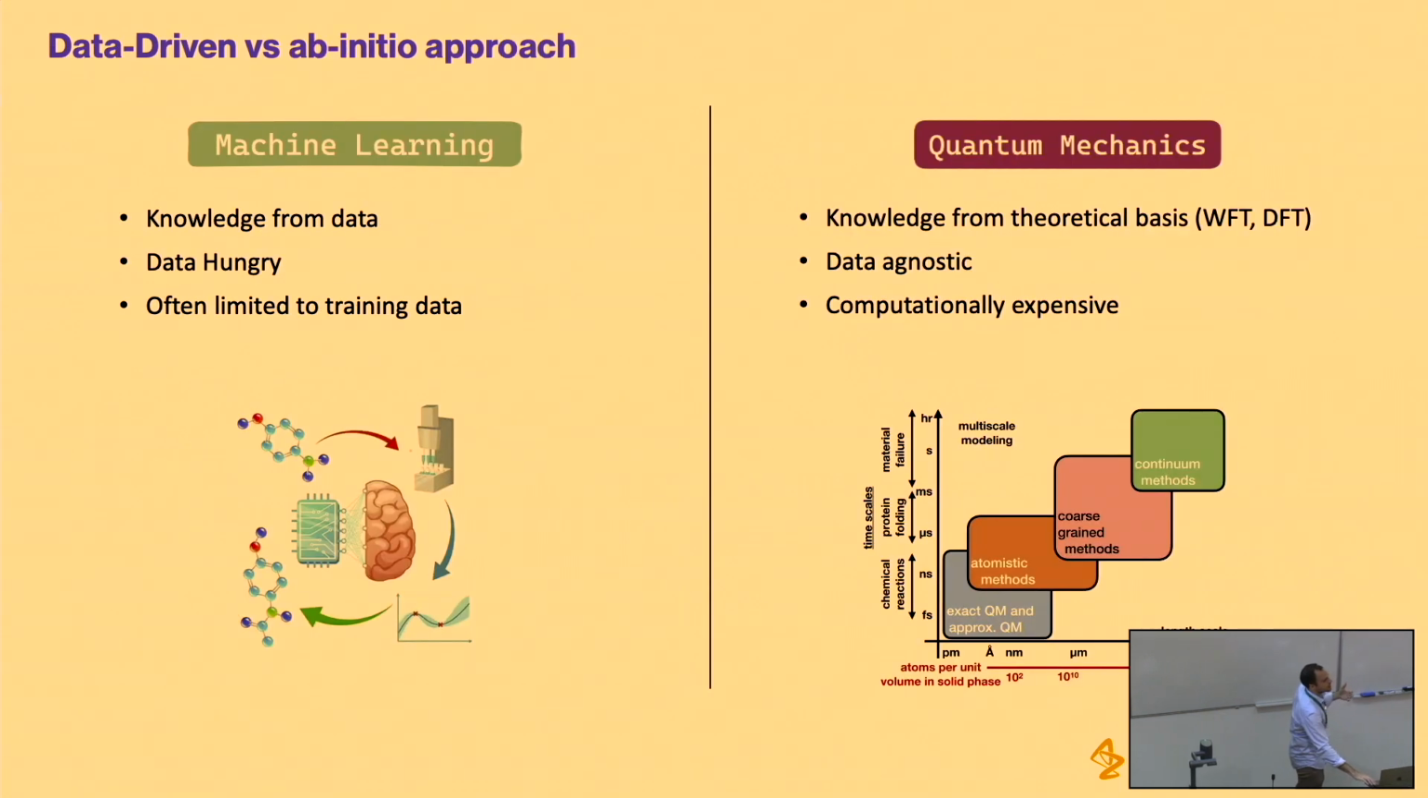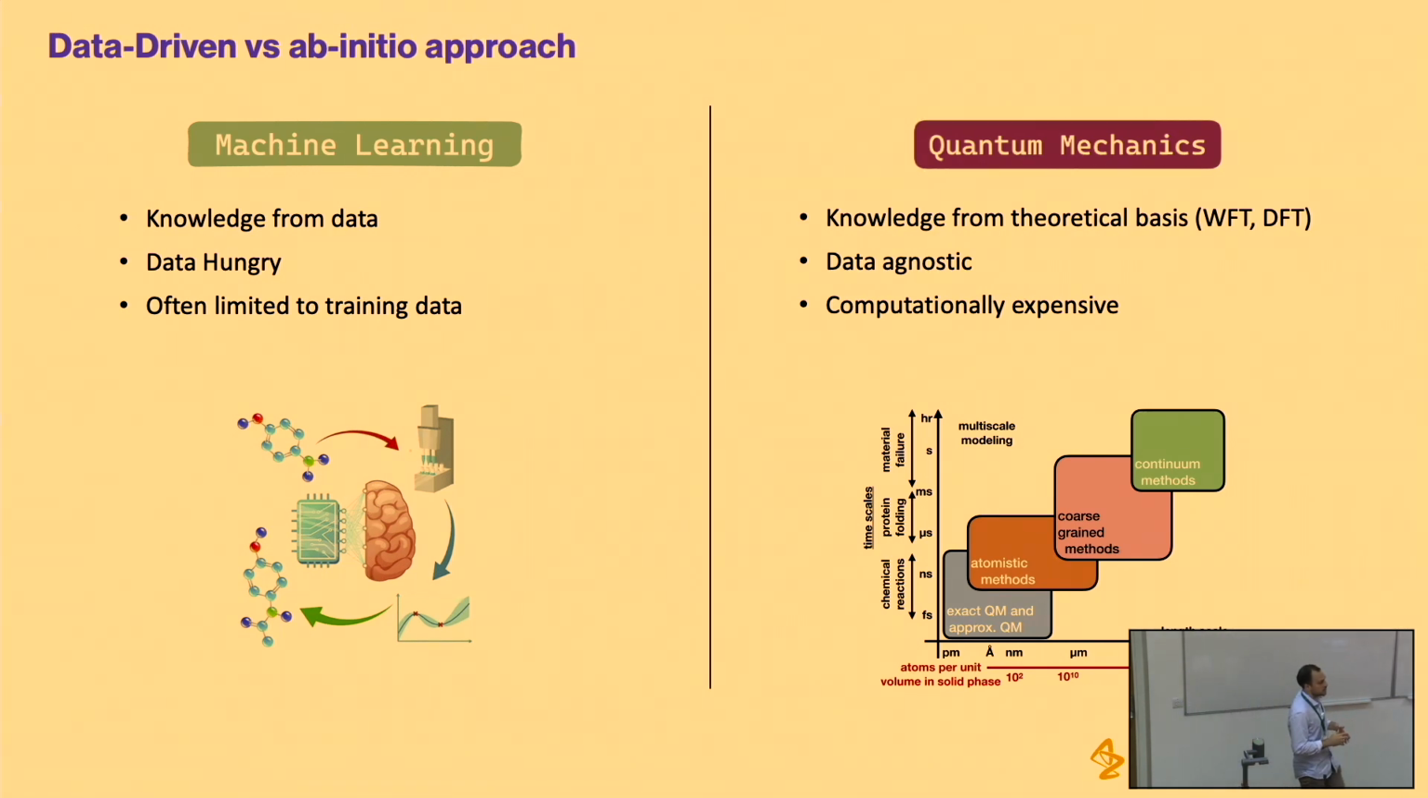And if we look a bit closer, what are the differences between a data-driven and an ab initio approach? We see that machine learning, as probably most of you know, tries to extract knowledge from the data that we have, tries to find patterns in the data, and builds models that predict new data. To build very good models, you usually need good quality data and quite a lot of data. And generally speaking, you're limited to what your training data samples in the chemical space.